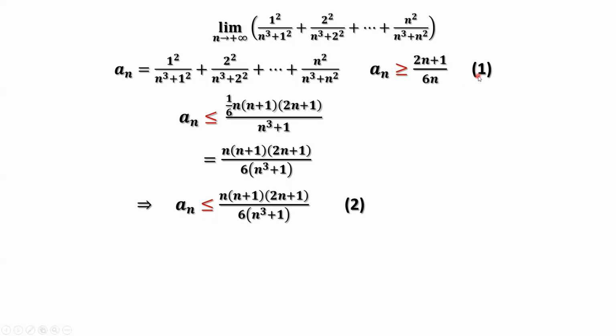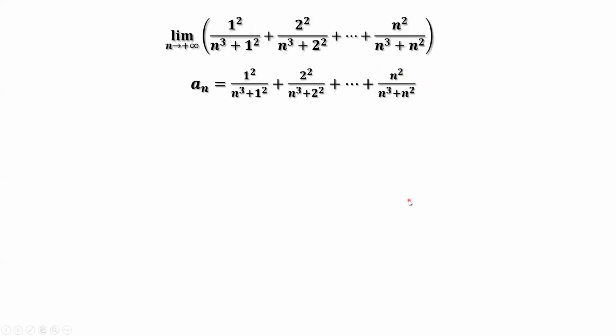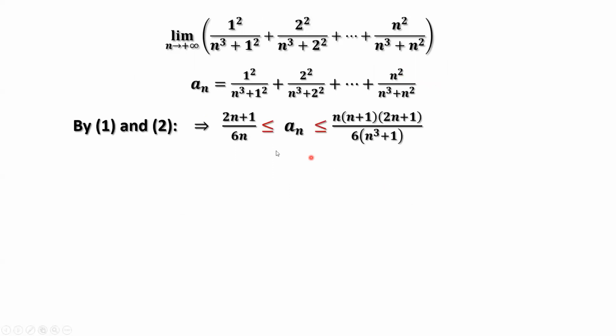Combining result 1 and result 2, we have this double inequality. An is bigger than or equal to 2n plus 1 divided by 6n. An is less than or equal to n times n plus 1 times 2n plus 1 divided by 6 times n to the power of 3 plus 1.